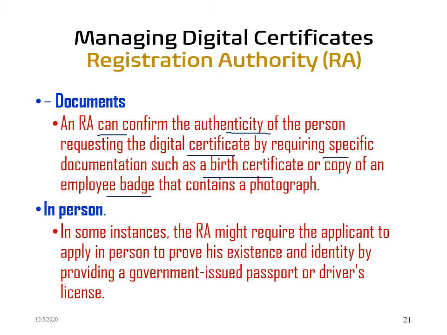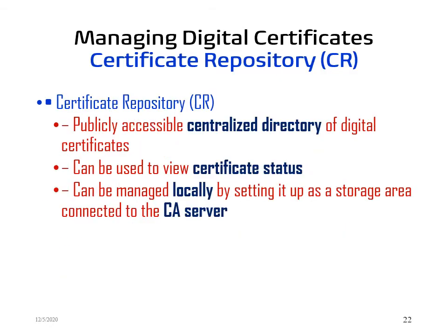And then also we can do this verification in person. In some instances, the RA might require the applicant to apply in person to prove his existence, right? Identity is proved by providing government-issued passports or a driver's license. So these are all the three means. It can be verified with the help of the registration authority.